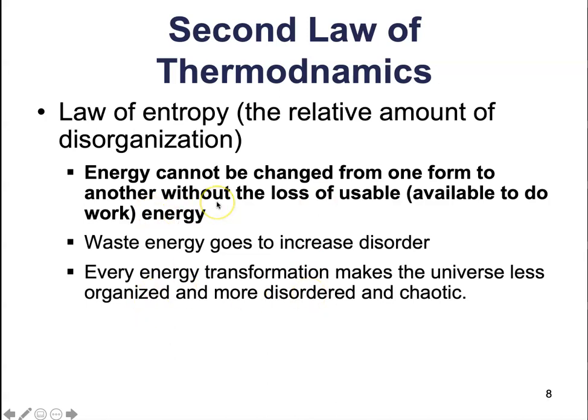So that's the idea of that heat being lost, which we just showed in those last couple of slides. That waste energy, again, energy doesn't go away. It's not created, it's not destroyed. It just changes forms. That waste energy will actually go on to increase disorder in some system. So it says every energy transformation makes the universe less organized and more disordered and chaotic. So that waste energy will create more disorder in a system.